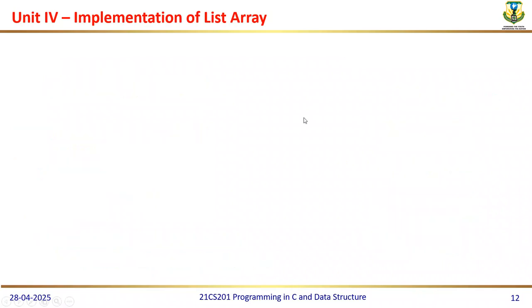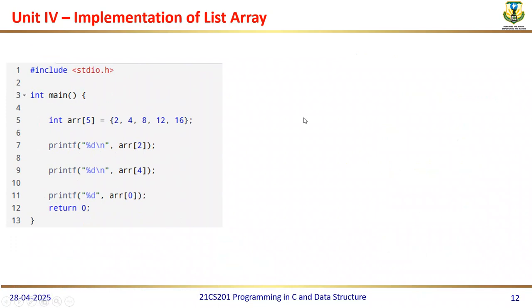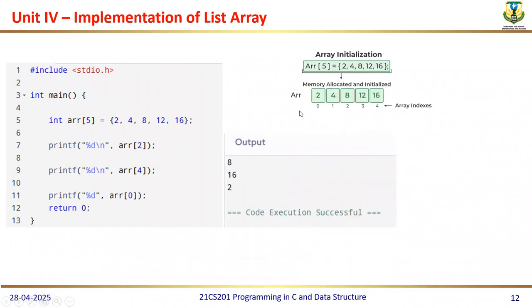Now I would like to show a small implementation. As I already told you, we have created an array. ARR is the array name, and I would like to store 5 elements, so I created 5 spaces. I am storing 2, 4, 8, 12, 16. According to this example, 2 is stored in position 0, 4 is stored in the first position, and so on.